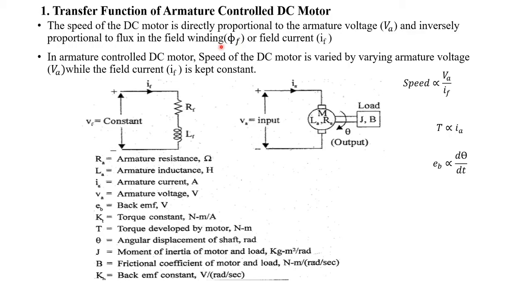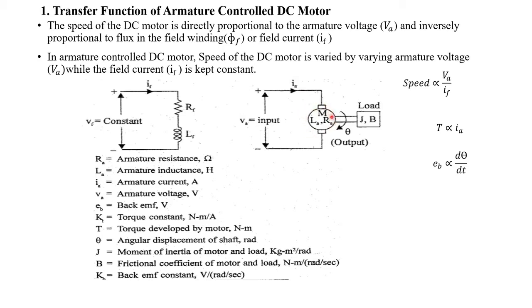So in armature controlled DC motor, the armature voltage VA will be varied to vary the speed of the motor. What we have to do is keep the field part constant. We are not varying VF, so due to that IF will be constant. But here we are varying the value of VA to vary the speed. Due to that there will be a variation in this IA, and also the motor starts rotating.